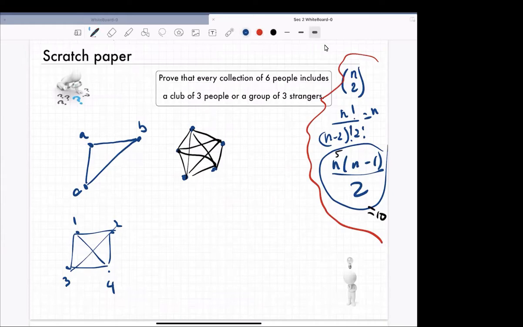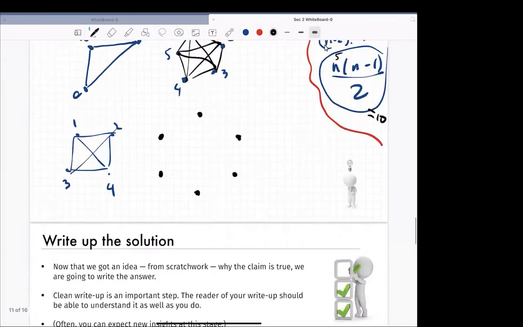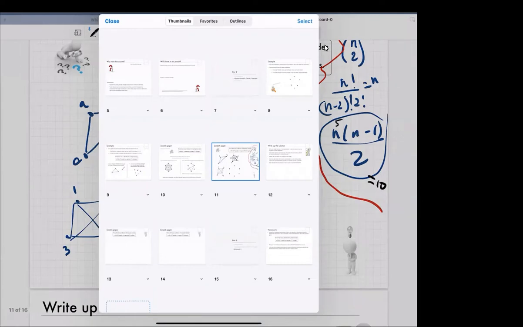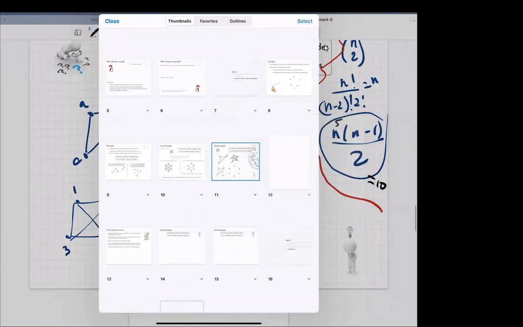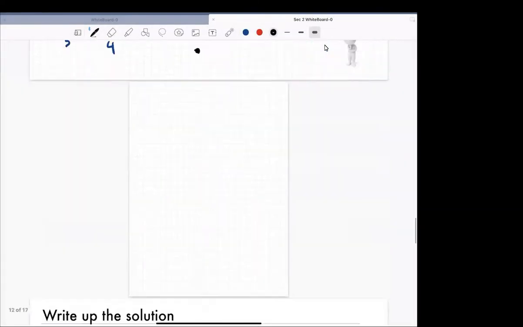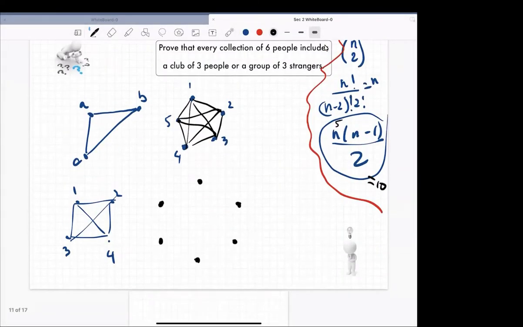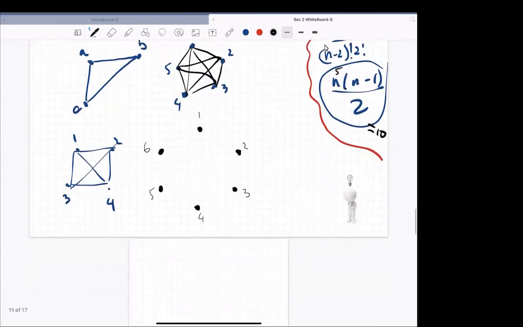Can I ask you this? If I have a structure like this, 1, 2, 3, 4, 5. Okay, so here's 6. And I want to insert another page. That's this. Okay, that's good. Now I have 6 people: 1, 2, 3, 4, 5, 6. How do I account for all possible connections here?